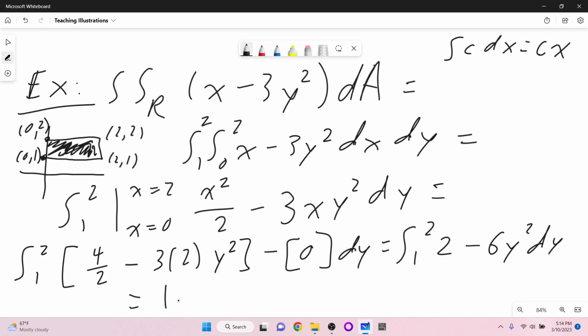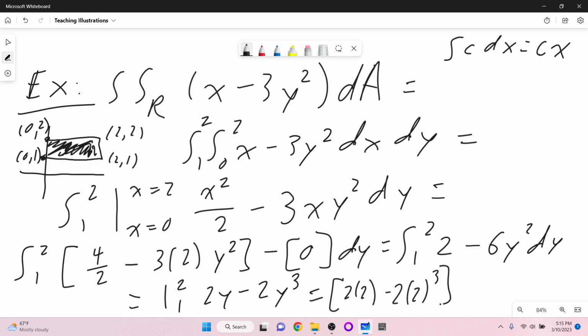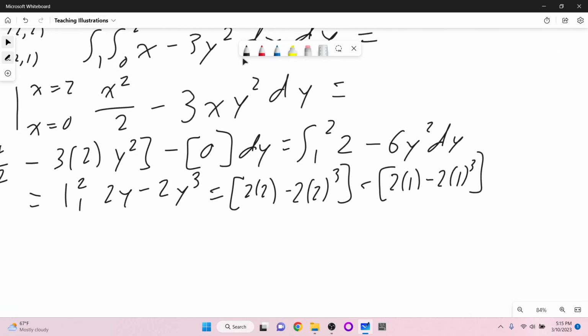Which then, this is a regular calculus 1 integral, 1 to 2 of 2y minus 2y cubed. Now, I'm not bothering with the y equals because there's only one variable now. 2 times 2 minus 2 times 2 cubed, minus 2 times 1 minus 2 times 1 cubed. And then just crunch those numbers out. 4 minus 16 minus 2 minus 2 is negative 12.